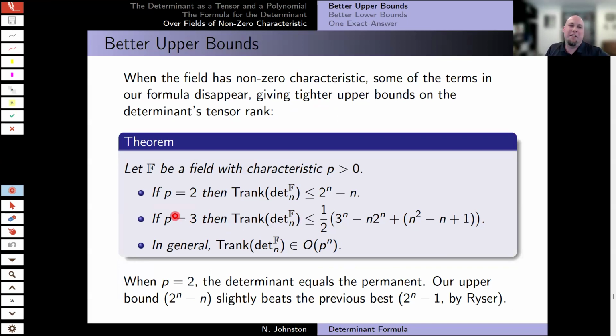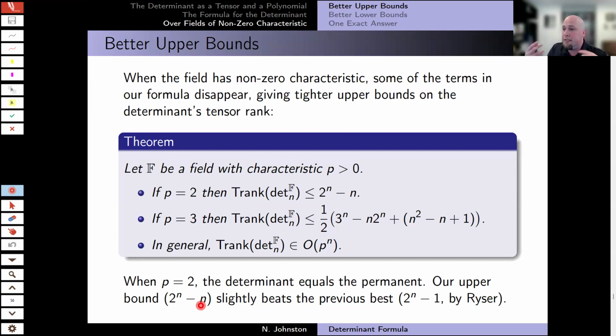But anyway, in the p equals 2 case, for example, we get this upper bound here. Better results were known for fields of non-zero characteristic previously as well, and this slightly beats these previously known results. So, for example, in p = 2, the determinant and the permanent are the same thing, because +1 and -1 are the same thing.